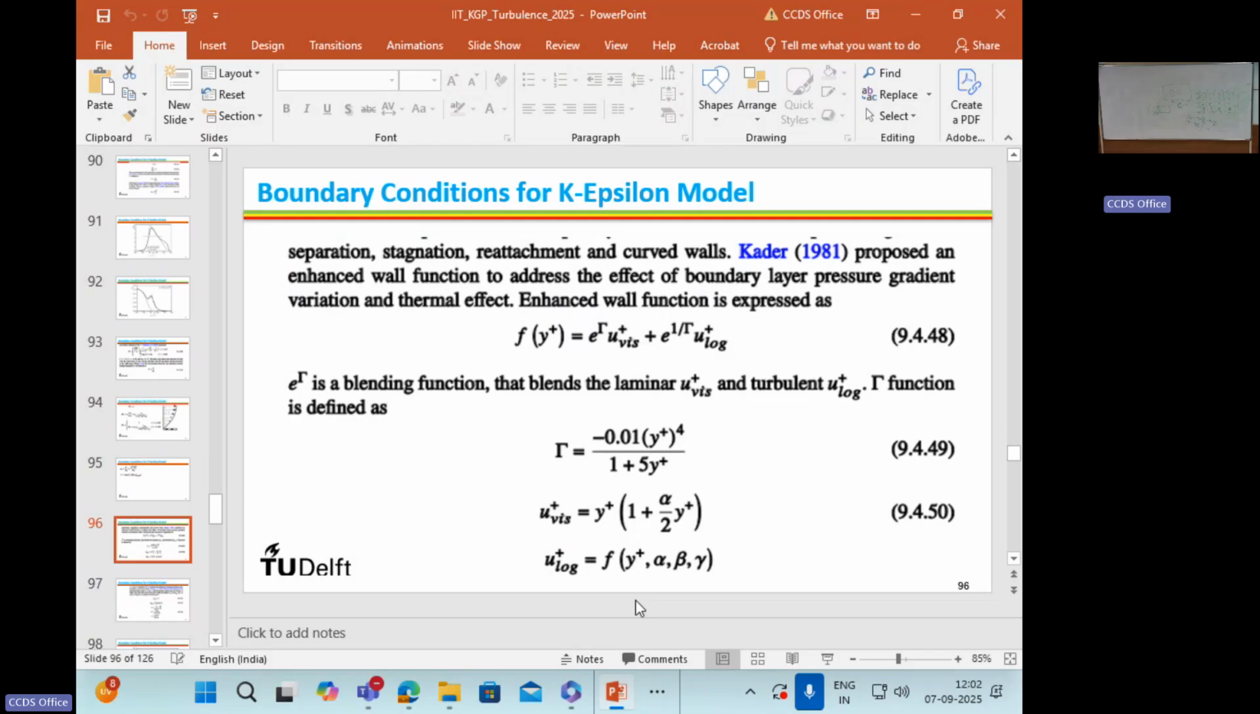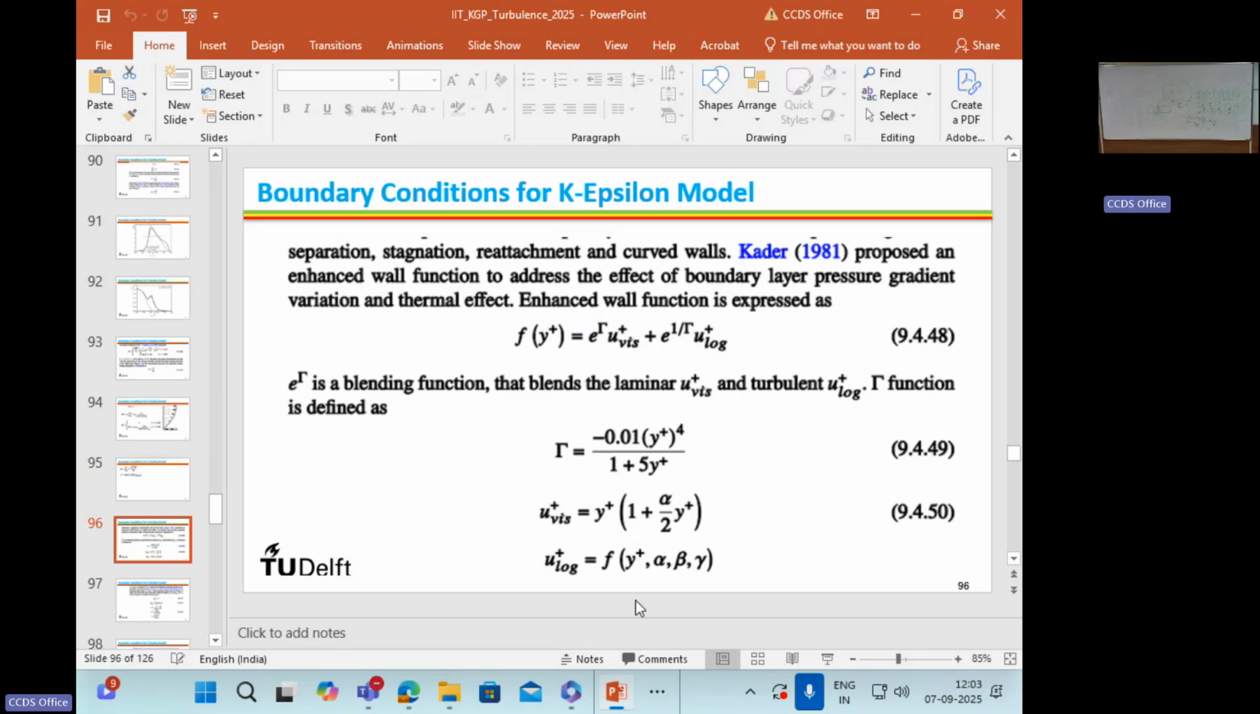So what we discussed is called the standard wall function. There are different variants of wall function: standard wall function, enhanced wall function, scalable wall function, non-equilibrium, or the two-layer wall function. There is a package of wall functions, right? What we just discussed is called the standard wall function. There is some other wall function. What they do is use an exponential function to blend the u plus value between the viscous and the log layer. They use the exponential function e to the power tau plus, e to the power minus 1 by tau.